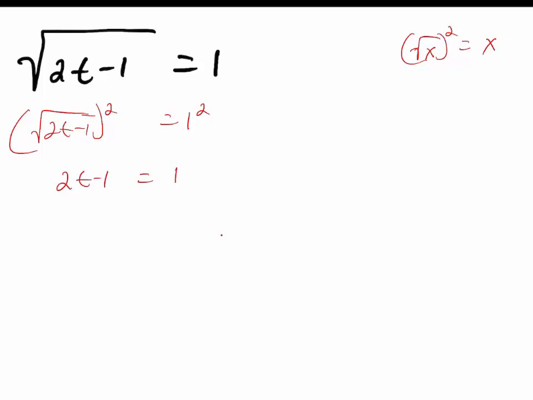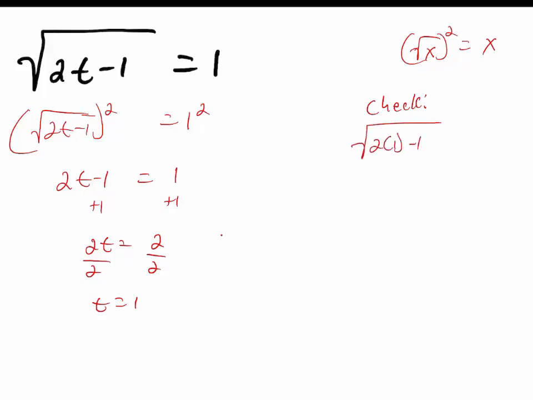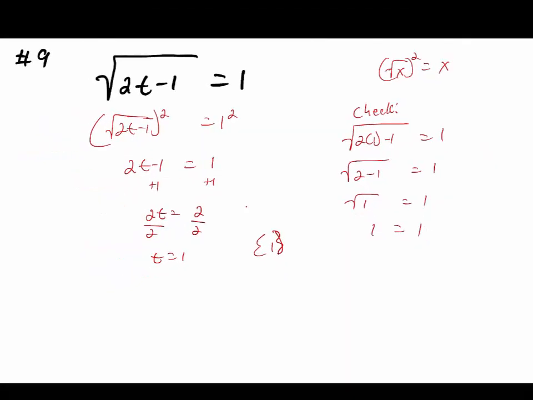And then at this point in time, we're going to add 1 to both sides. So we get 2t is equal to 2. And then divide both sides by 2, and we get that t is equal to 1. Whenever we deal with radicals and equations, we need to check them always. And so here we're going to have the square root of 2 times 1 minus 1 is equal to 1. So the square root of 2 minus 1. 2 minus 1 is 1, and we can see that this checks out. And so the solution is, in fact, that t is equal to 1.